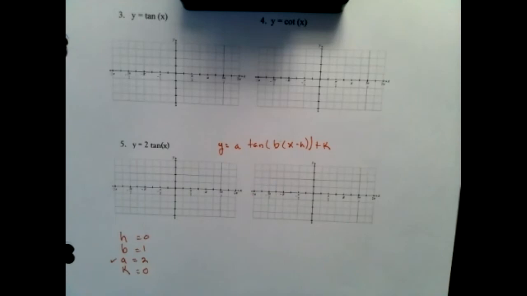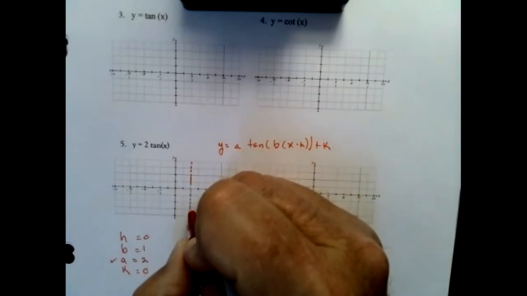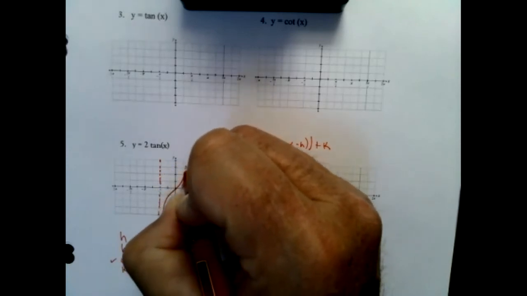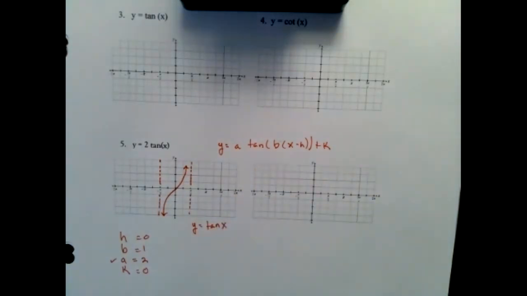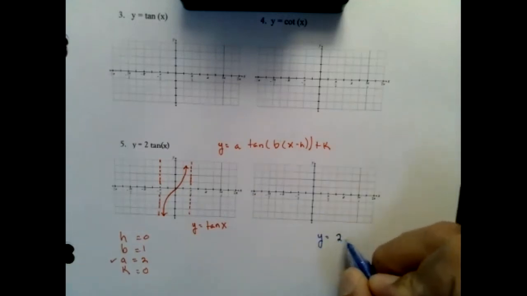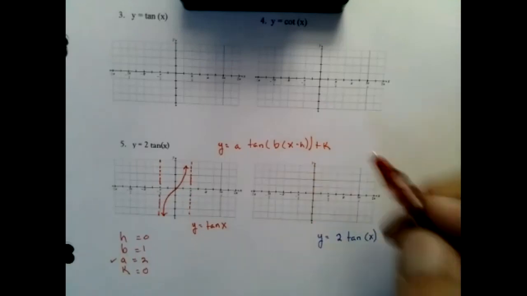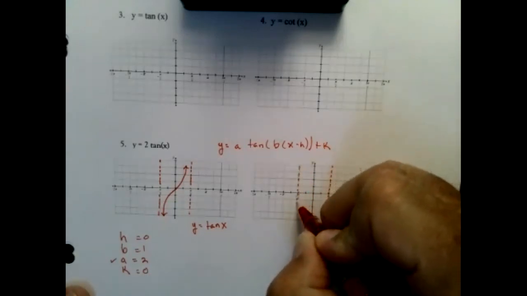So now I'm going to have practice. My tangent had asymptotes at pi over 2 and negative pi over 2. There's my parent function, y equals the tangent of x. So this time, all I am doing is doubling my y values. Again, that's what the amplitude does. It doubles my y values. My asymptotes are still at pi over 2 and negative pi over 2.